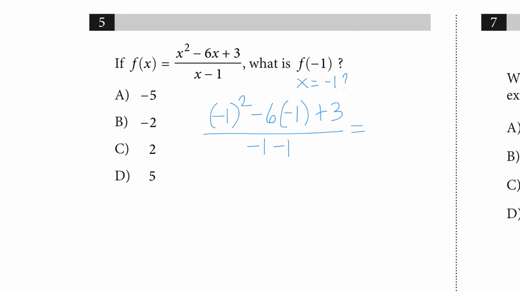So I'm going to have negative 1 squared, that's 1, minus 6 times minus 1, that's plus 6, plus 3. So 1 plus 6 plus 3, that should be 10. And then minus 1 is minus 2. So 10 divided by negative 2 is a negative 5. Is there an answer that says negative 5? Yes, there is. Answer A is negative 5, and that would be the correct answer for this.